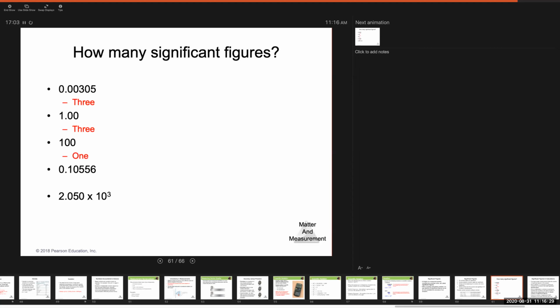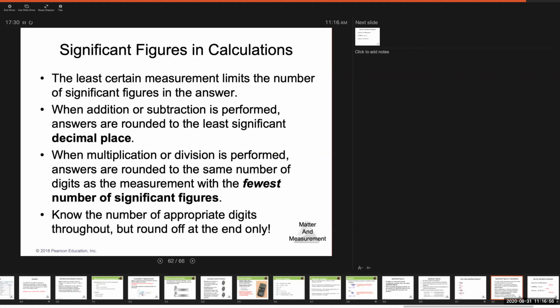And then finally, 2.050 times 10 to the third. That's similar to some of the stuff we were just looking at. So what do we think on that one? 4. 4, right. Because that last 0, as we said before, because of the decimal, is significant. So something like that, I would expect you to be able to do on the quiz or the test. If you're given some values like that and then asked how many significant figures there are, you should be able to tell me.